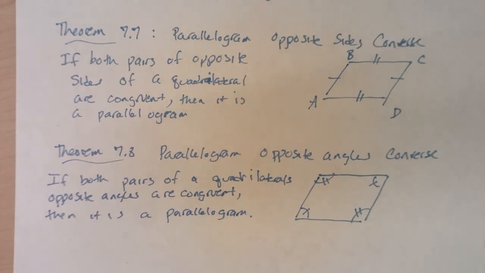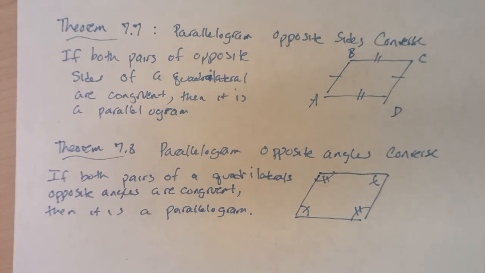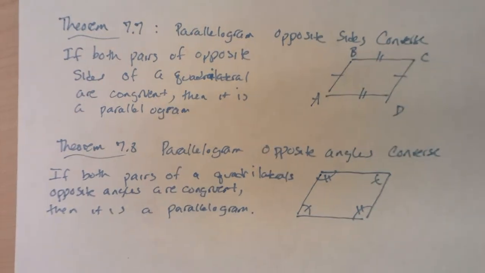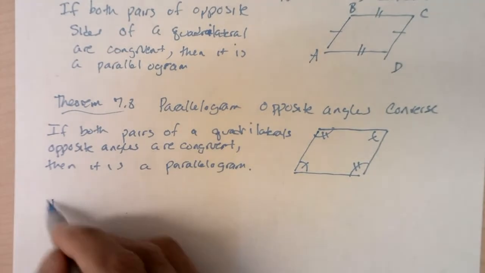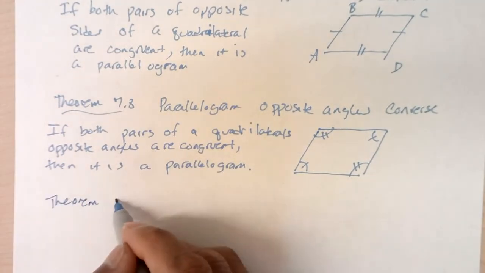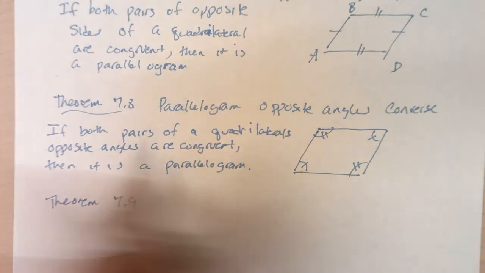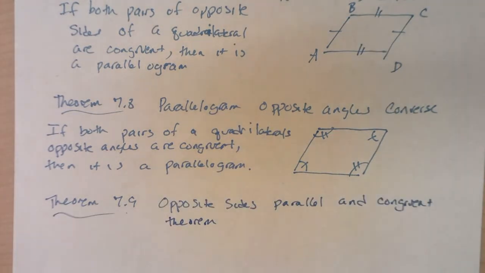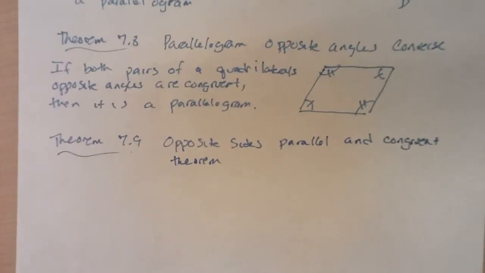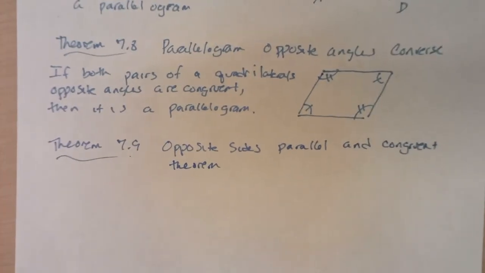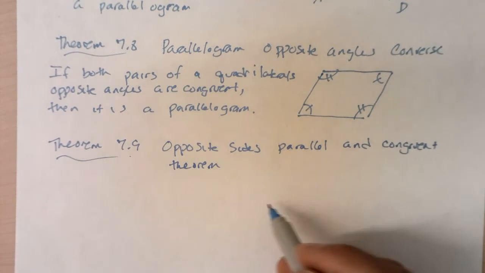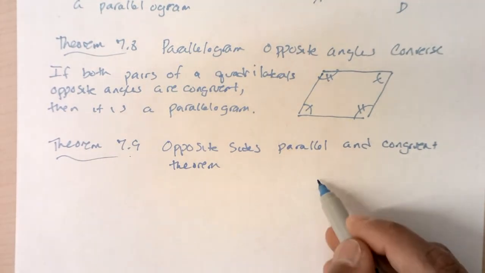The next theorem is a little bit different than what we've talked about as far as theorems in 7.2. It kind of stands on its own. It's theorem 7.9, or the opposite sides parallel and congruent theorem. So theorem 7.9 is actually not the converse of one of the theorems that we covered in 7.2, but here's what the opposite sides parallel and congruent theorem states.